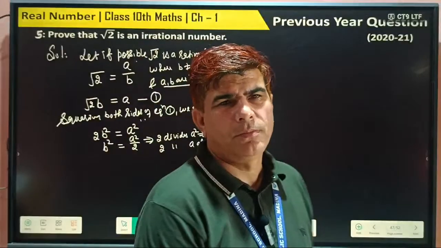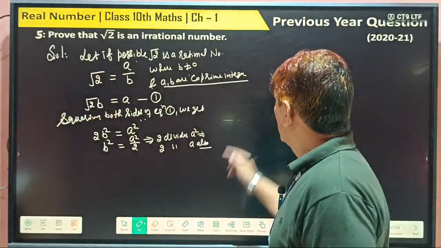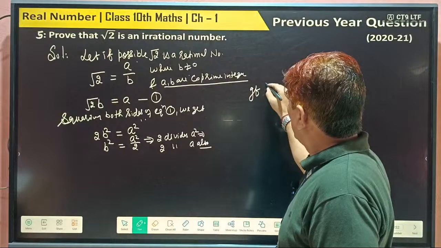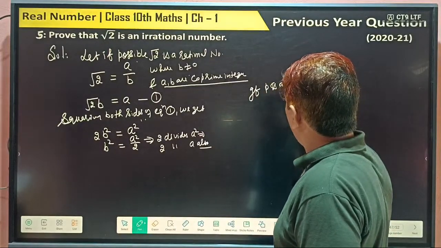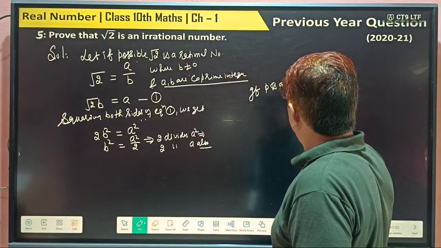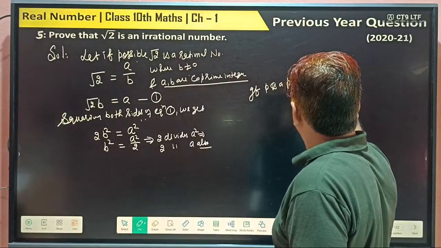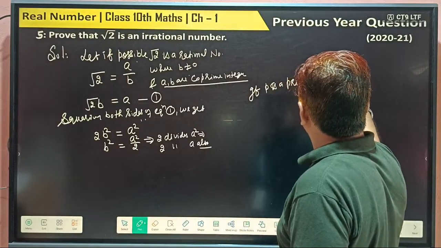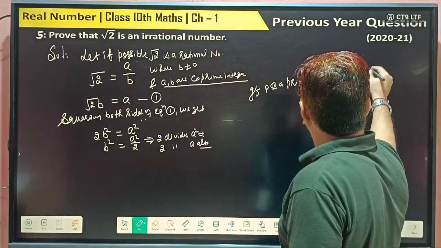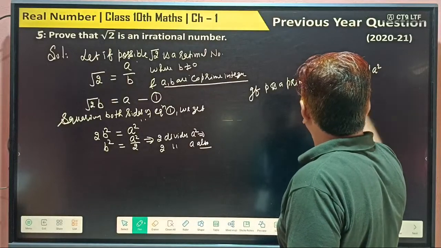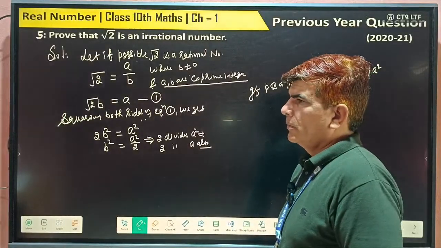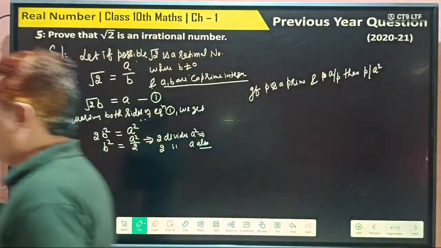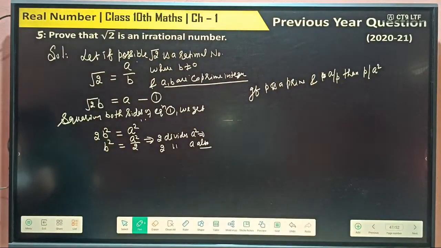By theorem. Which theorem? This theorem: if P is a prime and P divides A, then P divides A square also. What's its meaning? If P divides A, then what?